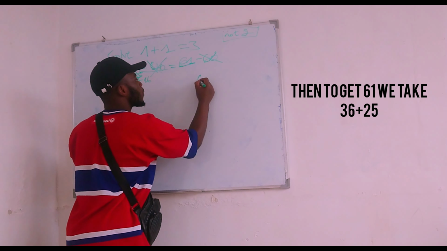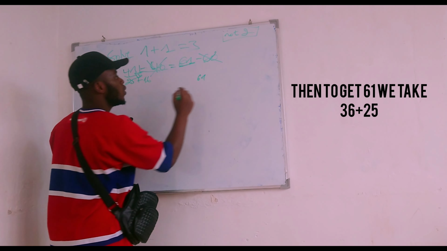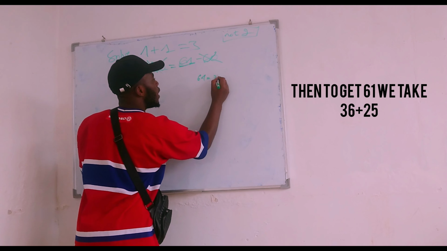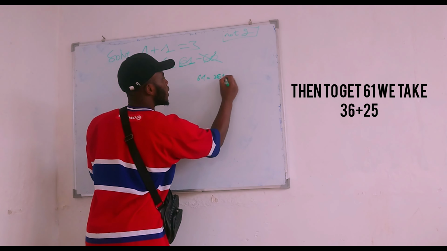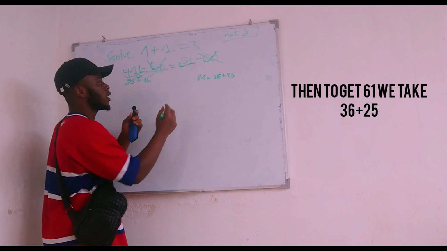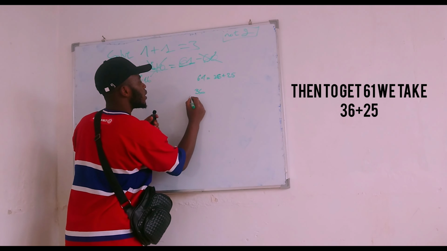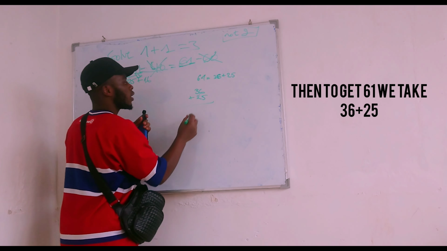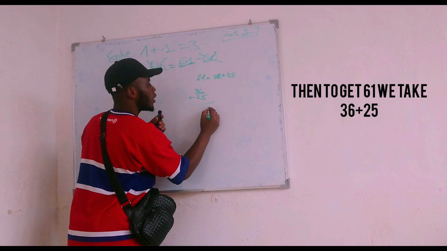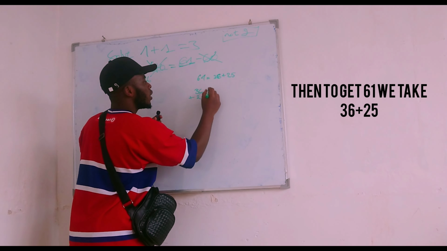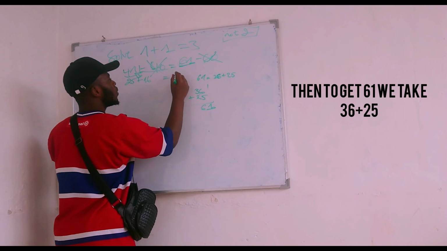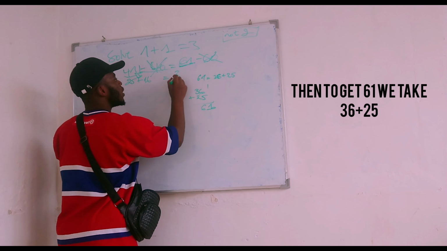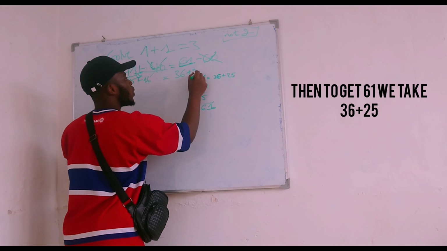Then 61 equals 35 plus 36 plus 25. As you see, 36 plus 25, this equals 36 plus 25.